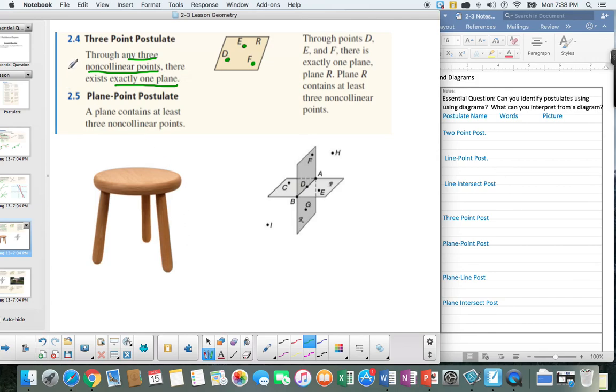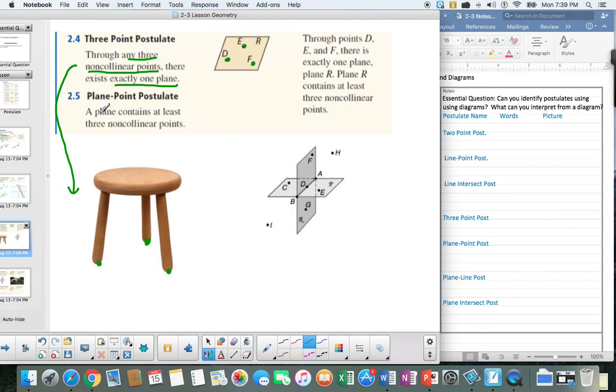Now, let me give you an example of this postulate. This is a 3-legged stool. 3-legged stools are one of the most stable stools. They have 3 points, 3 non-collinear points. And when you put them on the ground it can act like a plane, and you notice that they're sturdy. You're not going to have a wobbly stool at all.